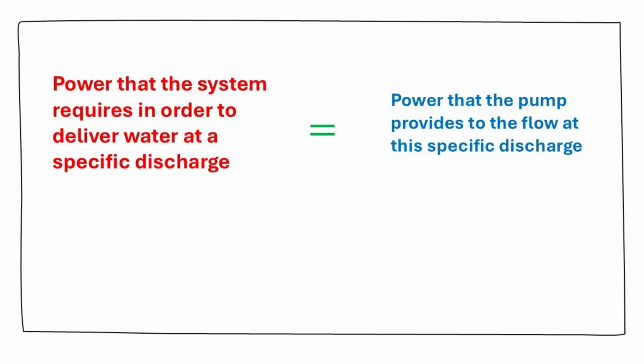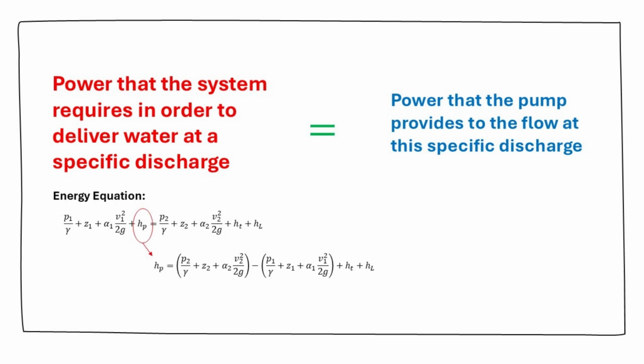The power that the system requires in order to deliver water at a specific discharge must be met by the power added by the pump to the flow. How can we calculate the power that a given system requires for delivering water? Two equations are used here. They are the energy equation and the power equation.